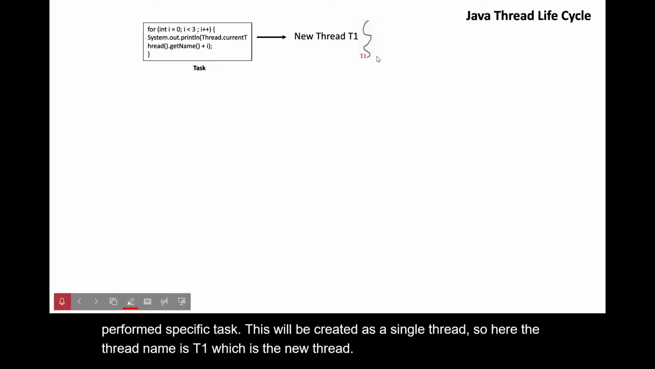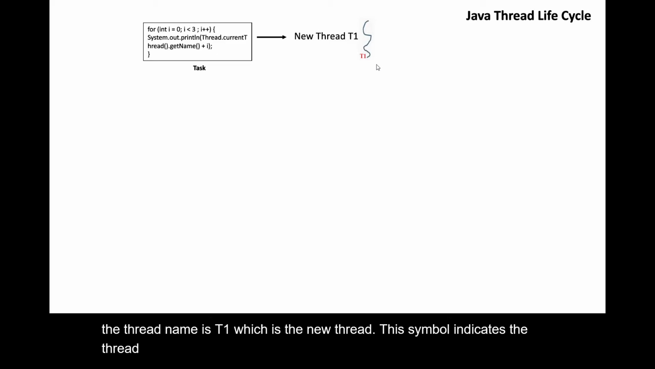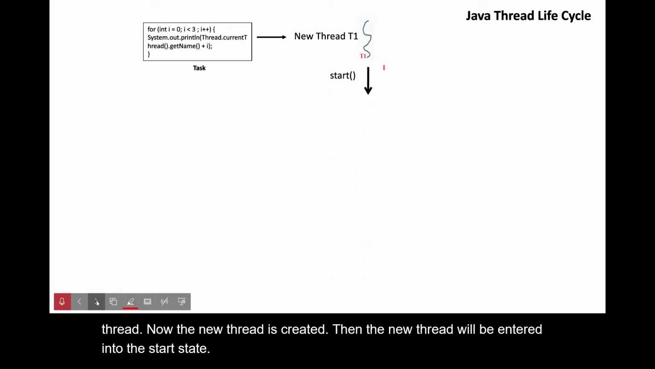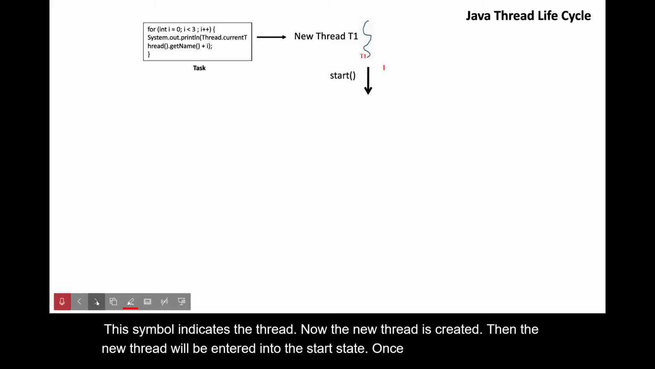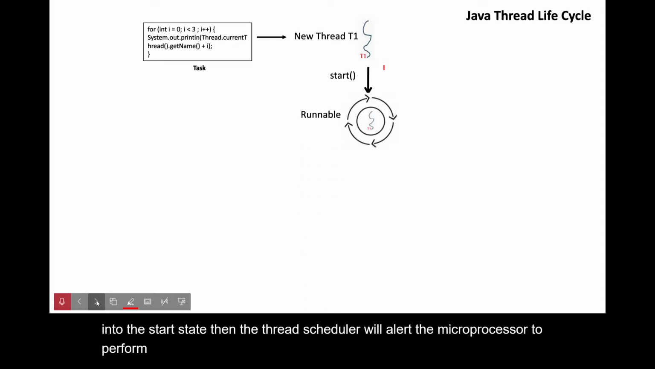This symbol indicates the thread. Now the new thread is created, then the new thread will enter into the start state. Once the new thread has entered the start state, the thread scheduler will alert the microprocessor to perform the specific task. Here the thread enters the runnable state.